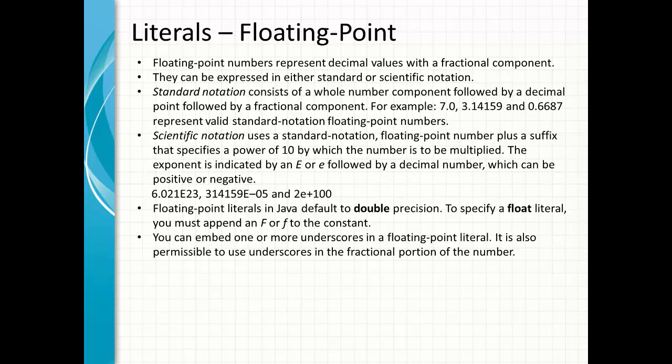Now let us look at floating point literals. As you know, floating point literals represent decimal values with a fractional component. They can be expressed in either standard or scientific notation. Standard notation consists of a whole number, as you remember, like 7.0 or 3.14159. It's a fractional number, basically. After the decimal there is a fraction. Or it can start with 0.6687, which represents standard notation floating point numbers.